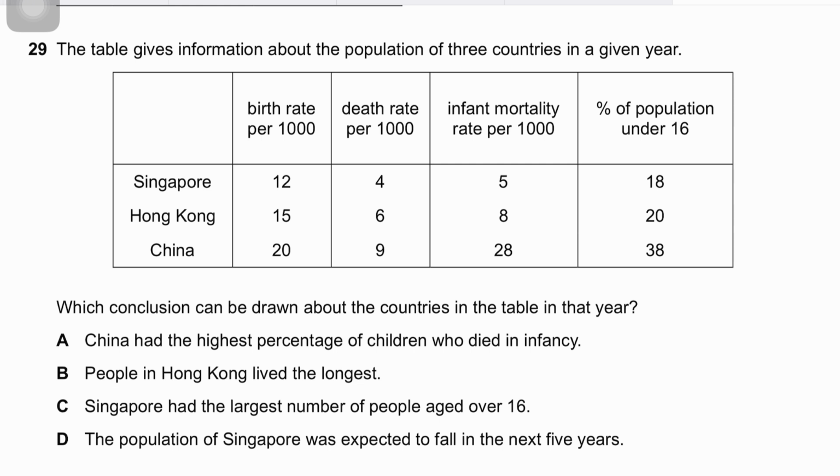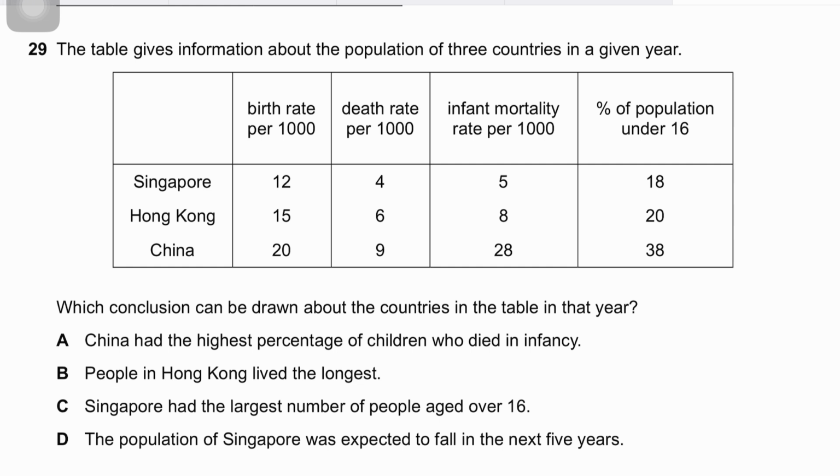Now, if you look at option B, it says people in Hong Kong lived the longest. To determine the life expectancy, we would look at the death rate, but Hong Kong's death rate is 6 per 1,000, right? So it's higher than Singapore's 4 per 1,000. So people in Hong Kong did not live the longest, as the option is saying. And option D says the population of Singapore was expected to fall in the next 5 years, and we don't really have enough data to predict future population trends.